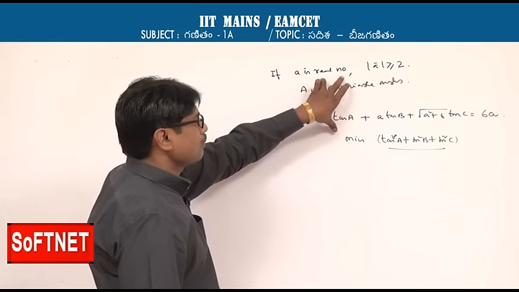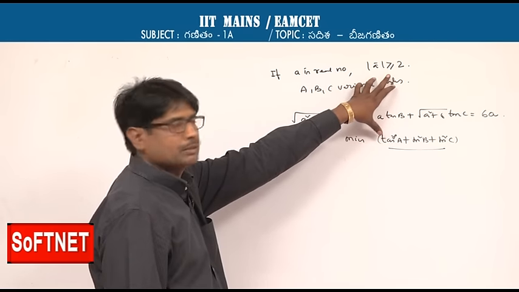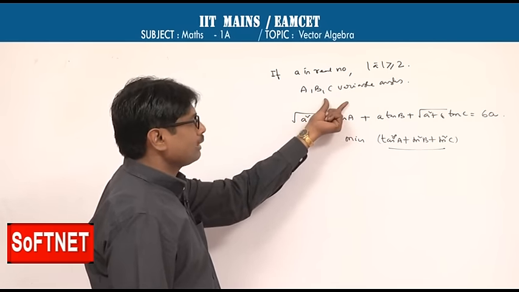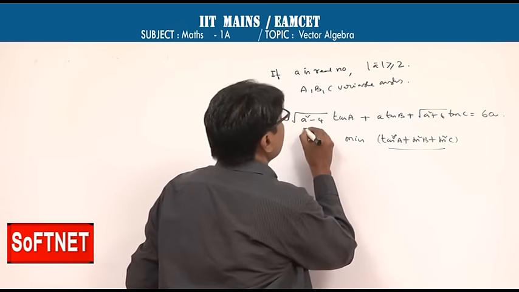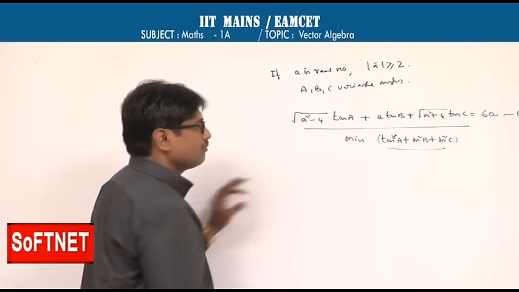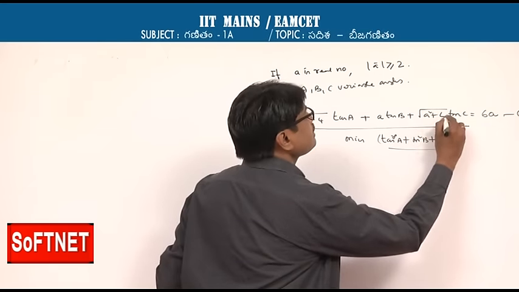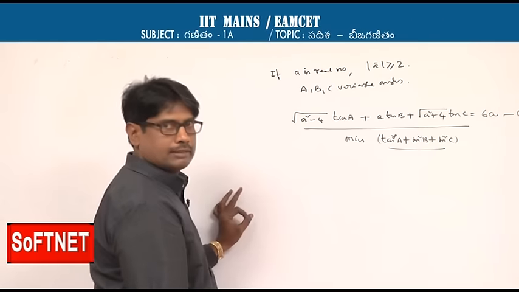A is a real number and the magnitude of A is greater than or equal to 2. A, B, C are any three variable angles, and they satisfy this relation. అంటే A కి tangent of the angle లో ఒక రిలేషన్ ఇచ్చాడమ్మా. Then find out the minimum of tan square A plus tan square B plus tan square C.